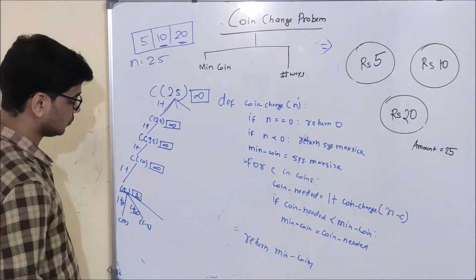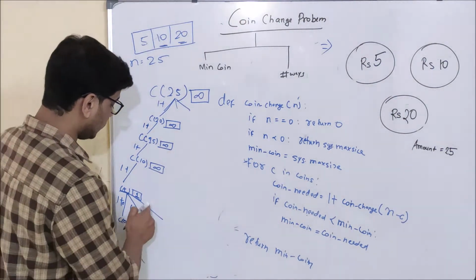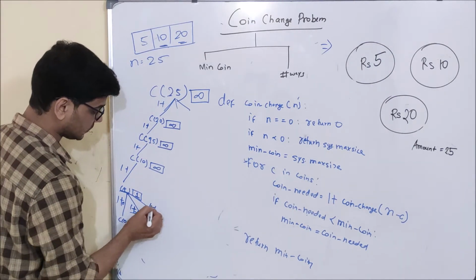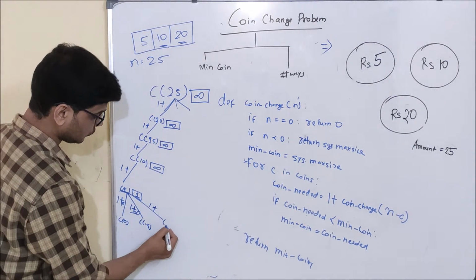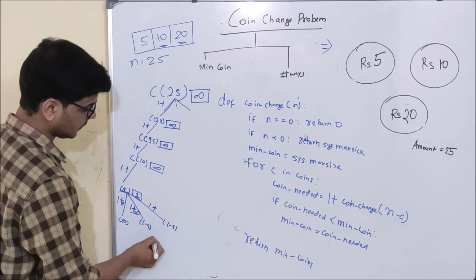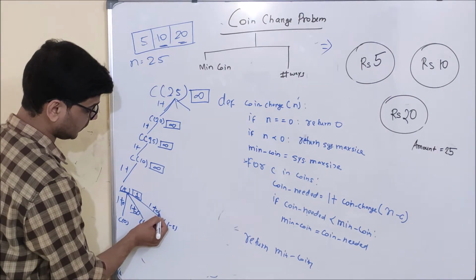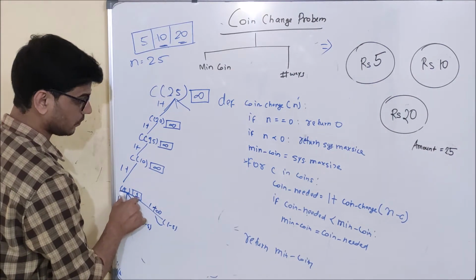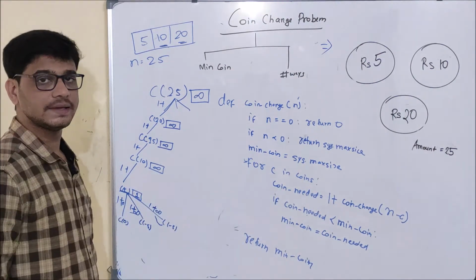Again, c of 5 is going to try the third option, that is the 20 rupee coin. So 1 plus c of minus 15, and c of minus 15 will return infinity from here. This one is smaller, so min coin is not going to be updated.